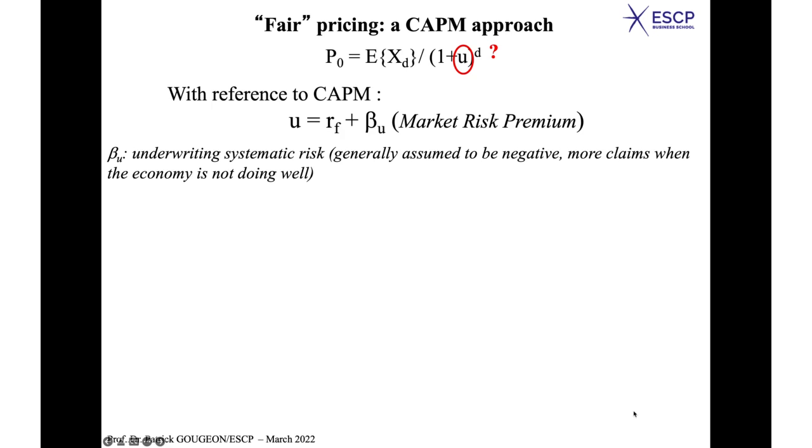Okay, so what does it mean? If, when the market is not doing well and business in general is not doing well, the cost of claims tends to increase, it means that the cost of funds for the insurer will increase when the situation is not good. Okay, so the underwriting systematic risk would be negative. The cost of funds will increase when the market is not doing well. If the return on the stock market index is decreasing while the cost of claims is increasing, well, you have a negative beta.